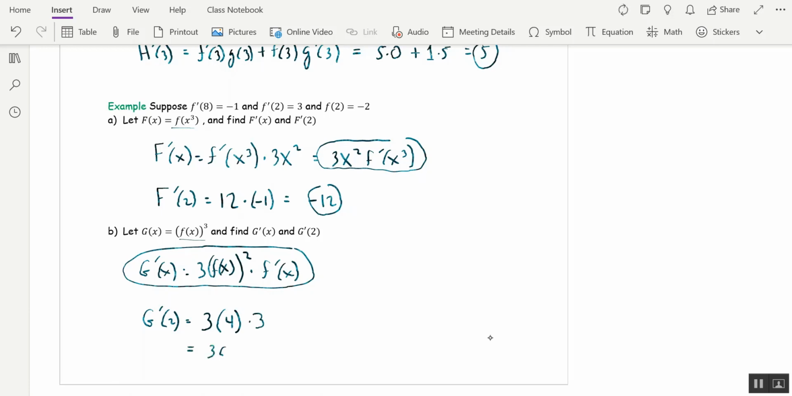36. Okay, a lot to digest. And that is the end of this section.